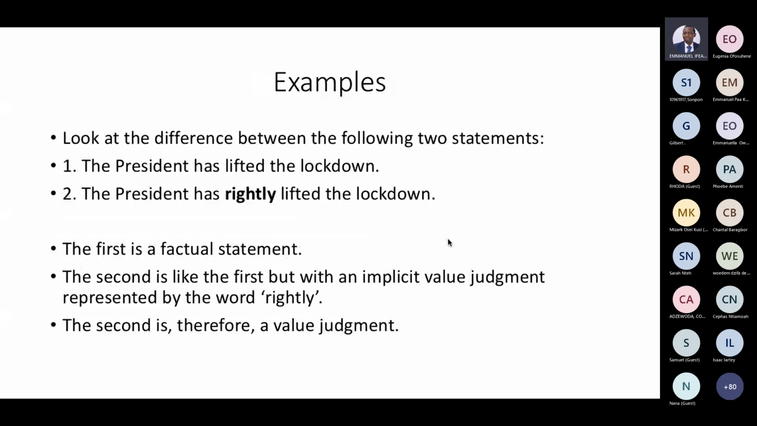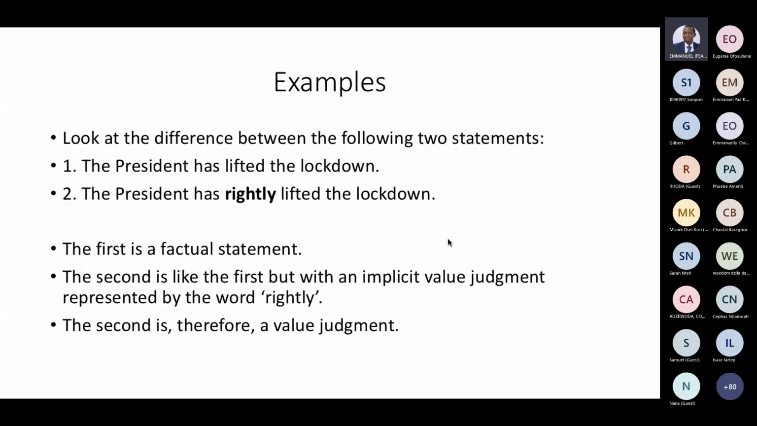Examples. I have to enter into a meeting in the next 5 minutes. Look at the difference between the two statements. One, the president has lifted the lockdown. And two, the president has rightly lifted the lockdown. So the first is a factual statement. The second is like the first, but with an implicit value judgment, represented by the word rightly. Because of the presence of rightly, you would say the second one is a value judgment.